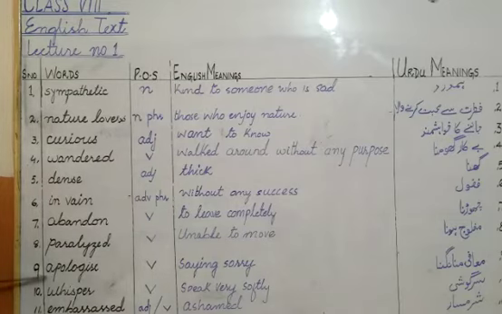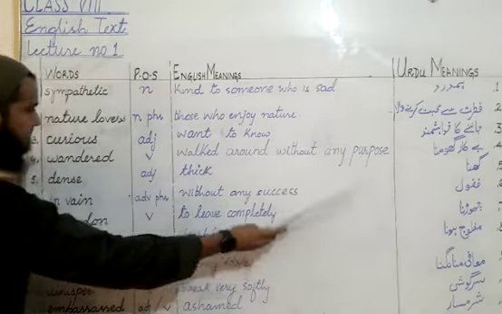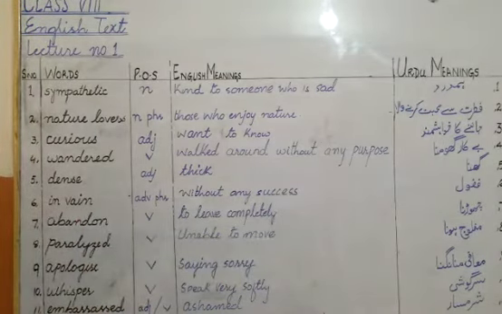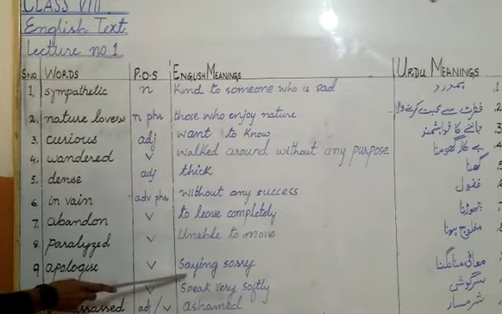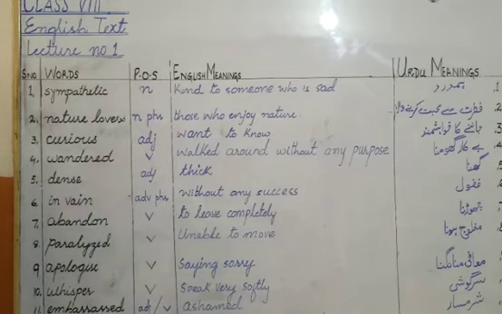The next word is apologize. It's a verb and its Urdu meaning is maafi mangna. Maafi mangna, maafi mazrat talab karna, and its English meaning is saying sorry. How we can use this word in a sentence? We should apologize for the mistakes.